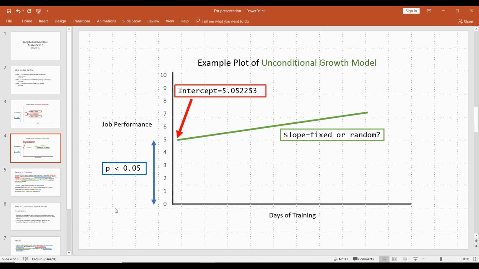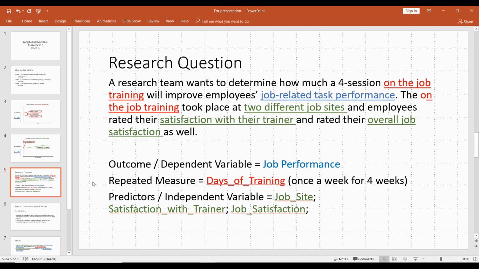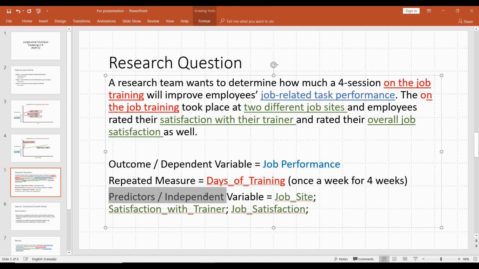And what we found, comparing the fixed or random slope, was that a random slope was a good fit to the data based on the log-likelihood values and deviance statistics. We found that it was improving the fit of the model. So now, of course, the last step is to include our predictors within this model, which is what I've highlighted here, more of the independent variables of this study.